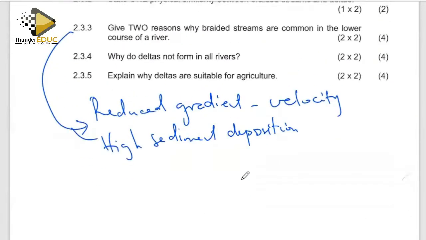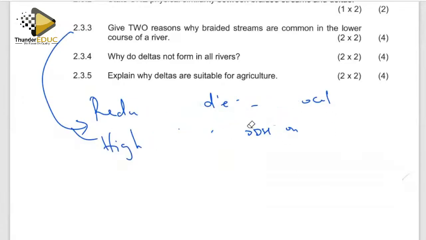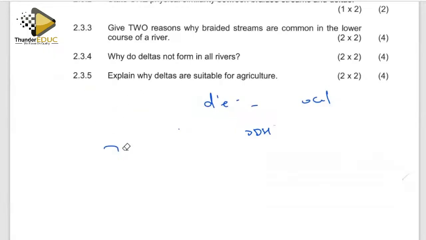Right. We move on to the next question. The next question is saying, why do deltas not form in all rivers? It's not all rivers that do have deltas as they approach their mouth. Some rivers don't have. They just feed directly into their mouth without creating those multiple distributaries. What might be the geographical cause why some rivers do not have deltas? Why do deltas not form in all rivers?